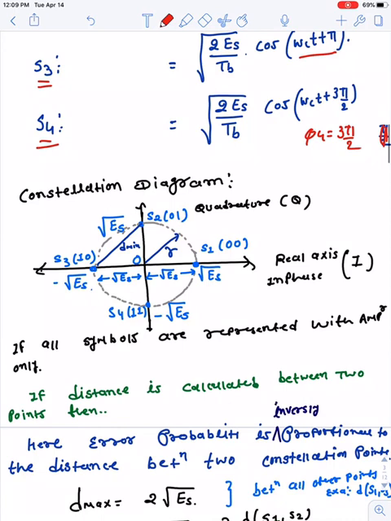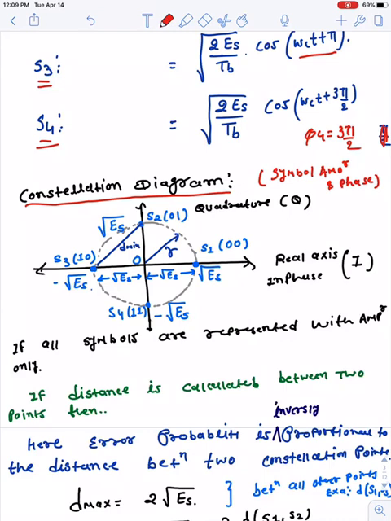Now if we discuss the constellation diagram, the constellation diagram basically represents the magnitude, or amplitude, of your symbol along with its phase. So this constellation diagram basically represents the symbol amplitude as well as the phase of the symbol.